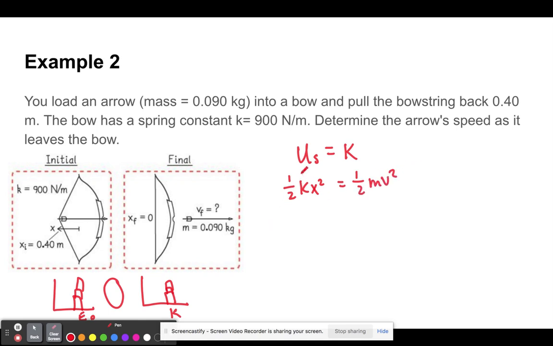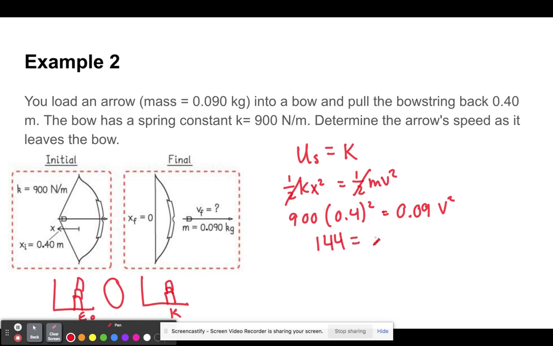So we can do a little bit of fancy footwork. The 1/2s cancel because they're on both sides. My spring constant was 900 times the 0.4 squared. We know the mass of my arrow is 0.09, and then we just have to solve for the velocity. So let's do that. 900 times 0.4 squared gives me 144. Now, technically that's not the energy because I got rid of the 1/2s on each side. So if they were to ask me what's the spring energy, that's not 144. I'm just solving for my velocity here.